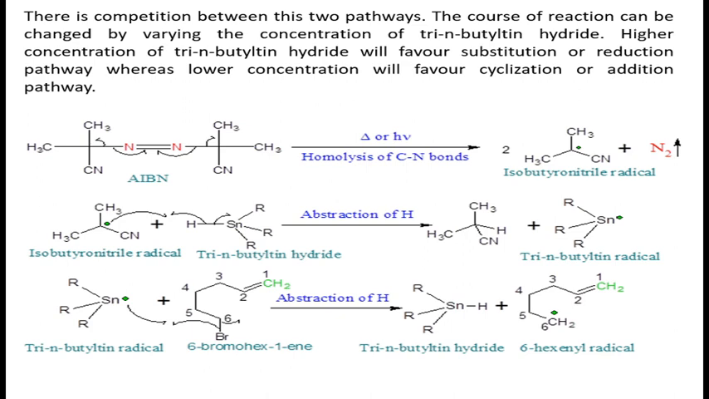The quantity of tri-n-butyltin hydride decides the pathway or yield of the products. Higher concentration of tri-n-butyltin hydride in the reaction mixture will favor the substitution pathway. One mistake is here, not reduction pathway. Whereas lower concentration will favor the cyclization or addition pathway.